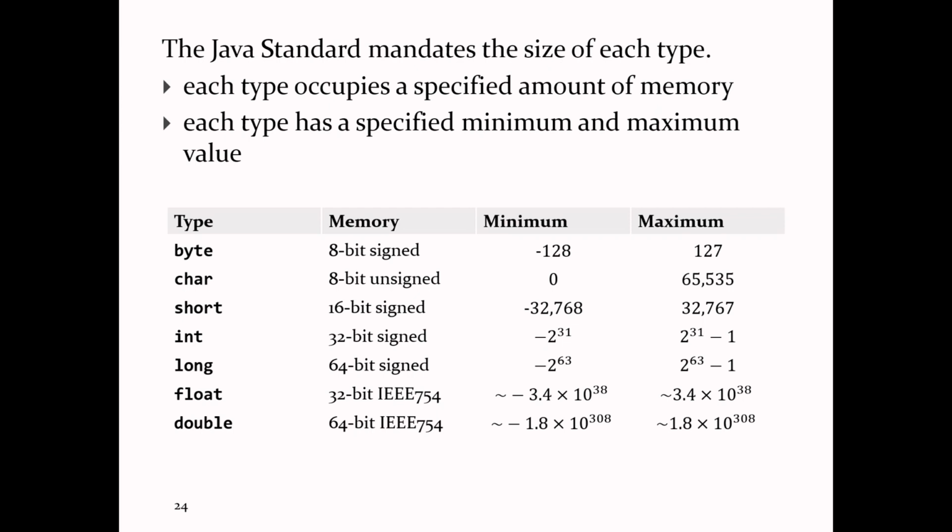Java, one of the design principles was that when you write a Java program on one computer, it should run on any computer. So they mandated how big each one of these things is. In Java, an int is always 32 bits. A long is always 64 bits, and so on and so on. Don't memorize this, it's not important.